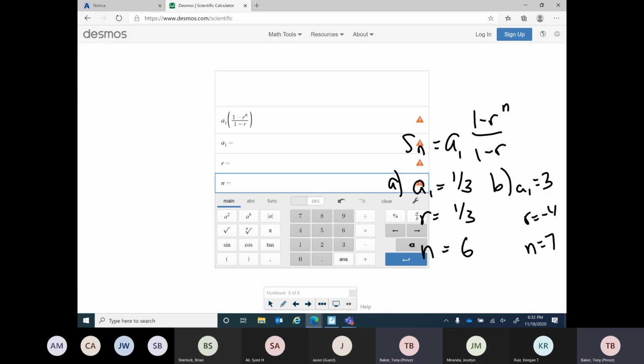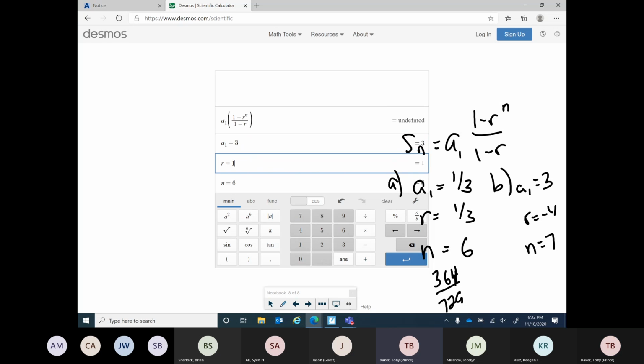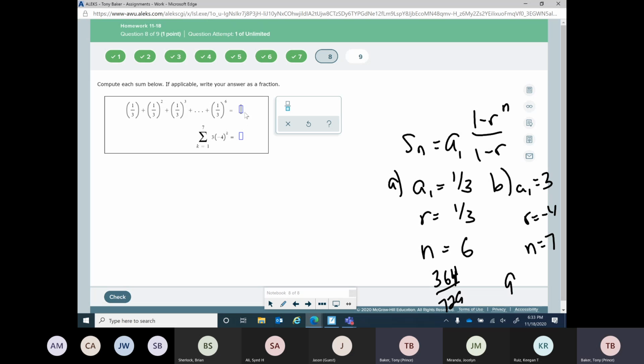So now we're going to go back to Desmos and put those answers in. I have 1/3, 1/3, and 6. So my first one, A, is 364 over 729. And I just go back here and change this to 3, -4, and 7. And this one comes out to be 9,831. So I can go back to my problem and type those two answers in. And then 9831.